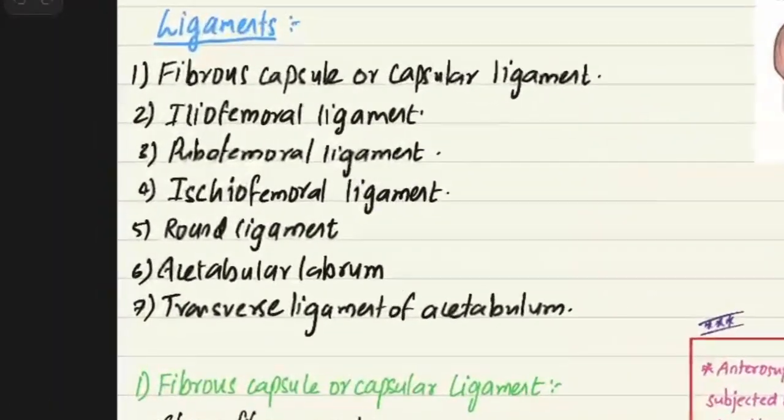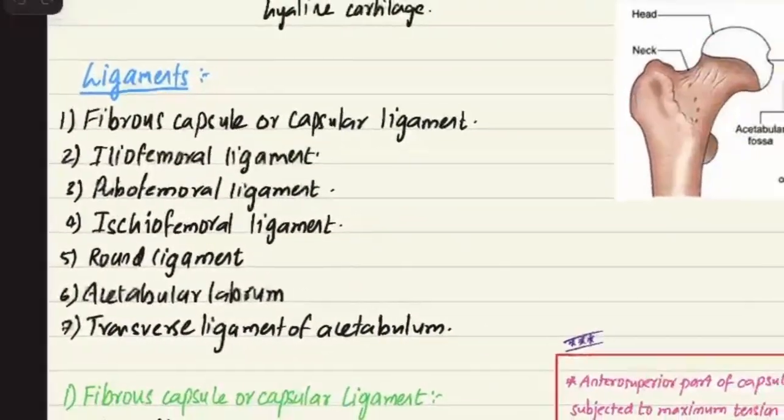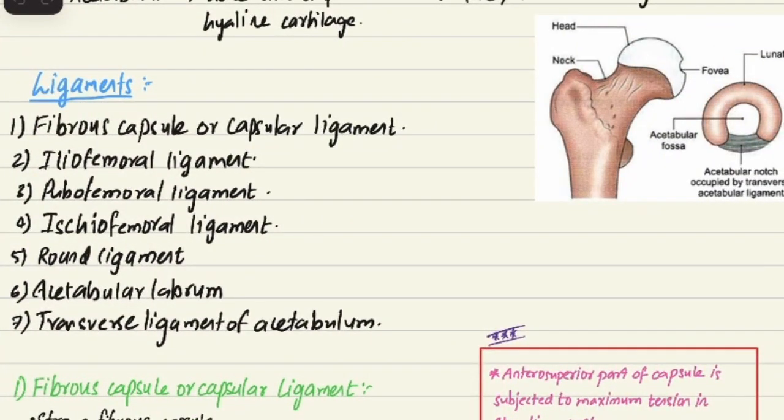Now the ligaments, the dry part, the most difficult and the most boring part of any joint is the ligaments, right? Let us try to simplify it. There are totally 7 ligaments in the hip joint. Don't bother with the number 7, we'll make it easier. The first ligament is the fibrous ligament, or the fibrous capsule, or the capsular ligament. The second one is the iliofemoral ligament. The third is the pubofemoral. Next the ischiofemoral. Next the round ligament. Next the acetabular labrum. Next the transverse ligament of the acetabulum.